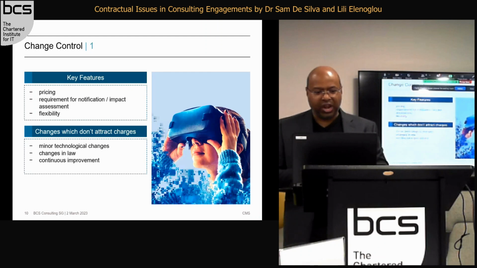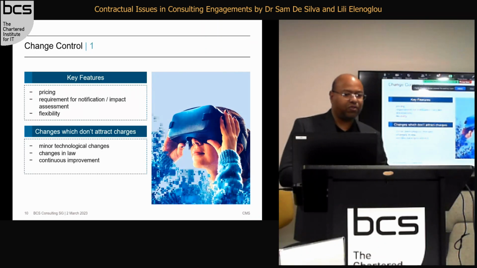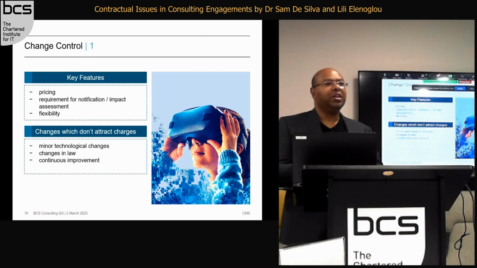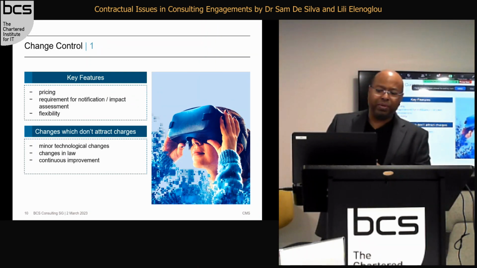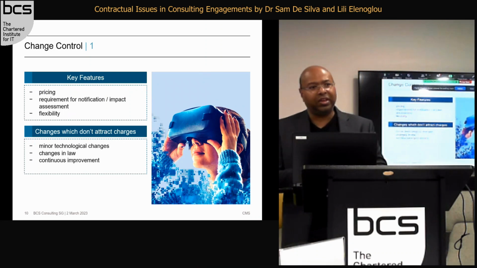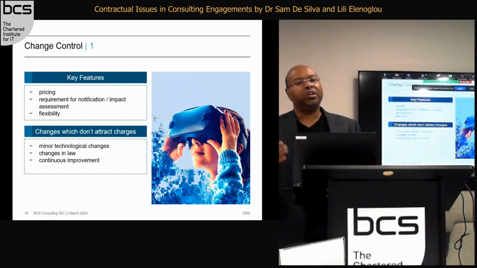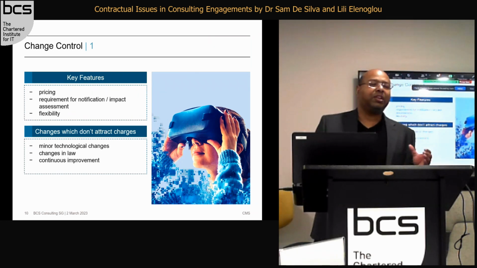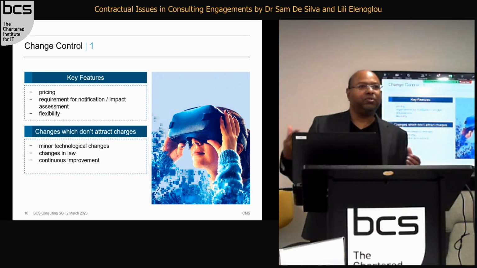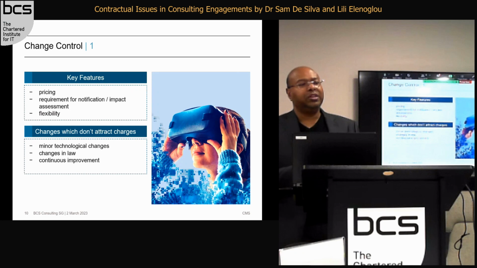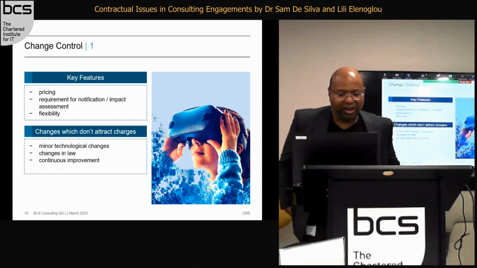So, pricing for change control. Change will happen. You need to make sure that, in terms of the change control mechanism, one other important thing is pricing. For certain changes, you may pre-agree pricing. Effectively, change control is an agreement to agree, which is not enforceable. You can't force another party to agree to a change. So that's why you need to build in certain transparency.